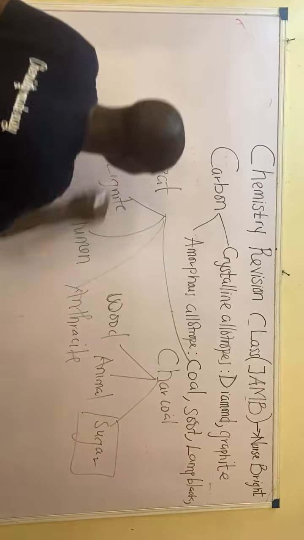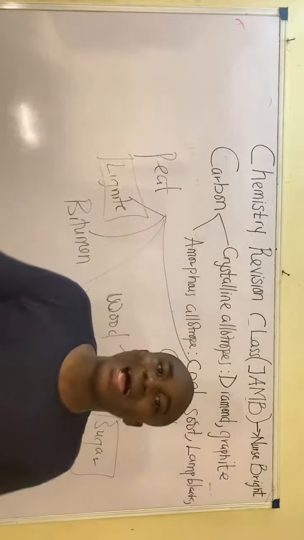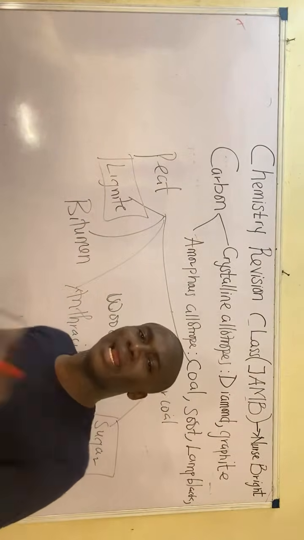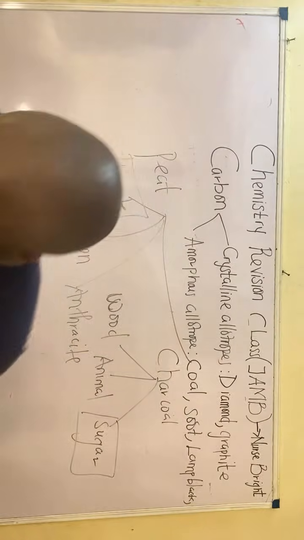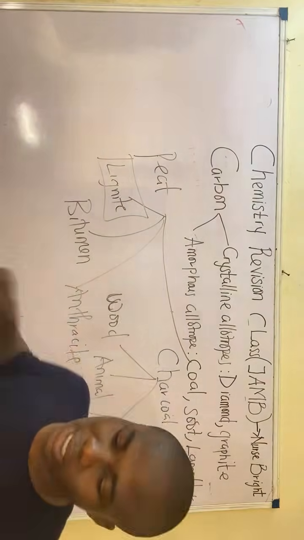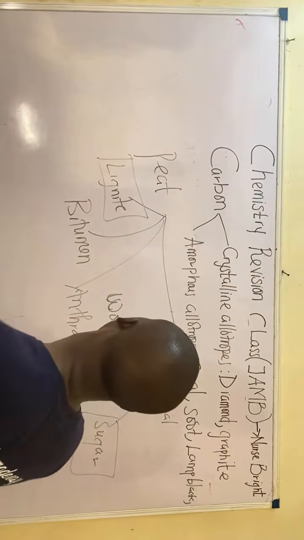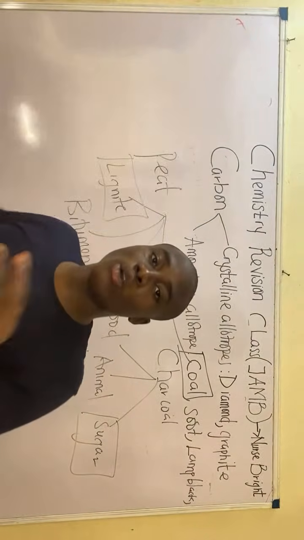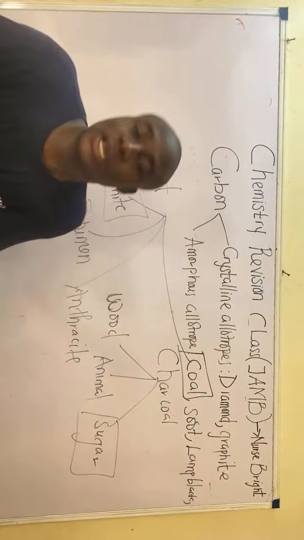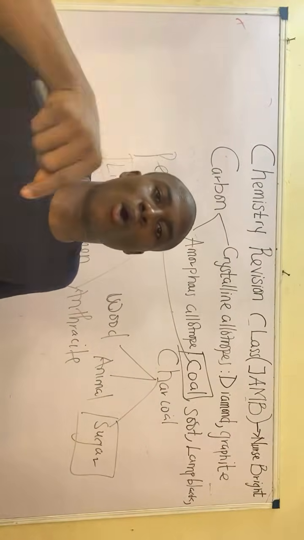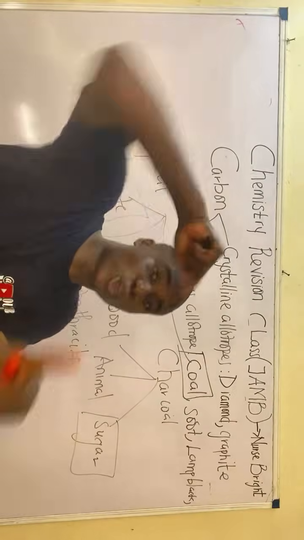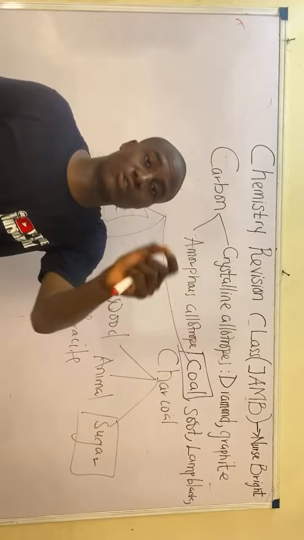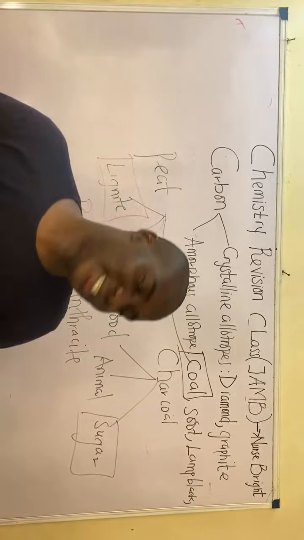Lignite is also called brown coal, and it is mainly found in Nigeria. When you burn coal in the absence of air, it's called destructive distillation of coal. Absence of air means absence of oxygen, because oxygen supports burning and combustion. So that is regarded as destructive distillation of coal.